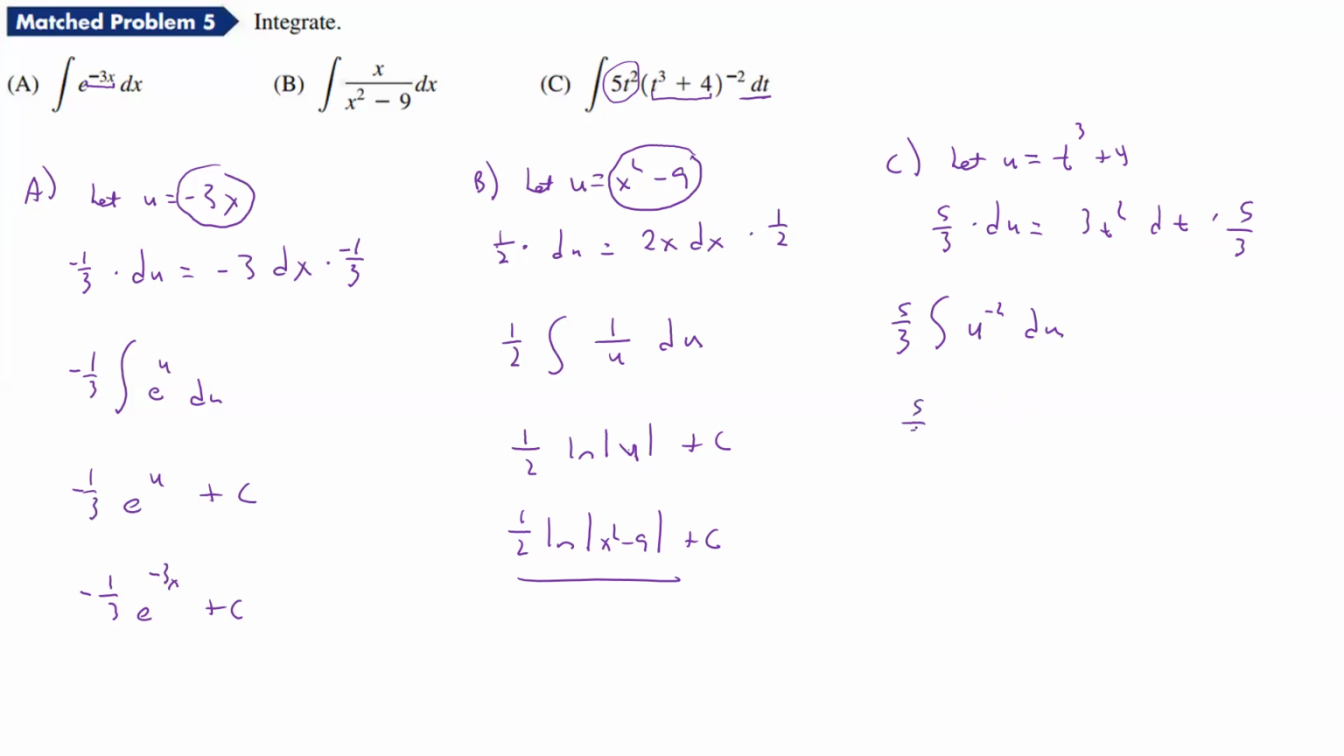All right, so that 5/3 stays there. I'm going to make that u to the -1 over -1 plus c. Well, that -1 just makes that a -5/3 out in front. And then I'll have t to the third plus 4, all to the -1, plus my c. And that gives me the integration by substitution of this initial problem. Okay, all right, so let's stop there and we'll come back for some more.